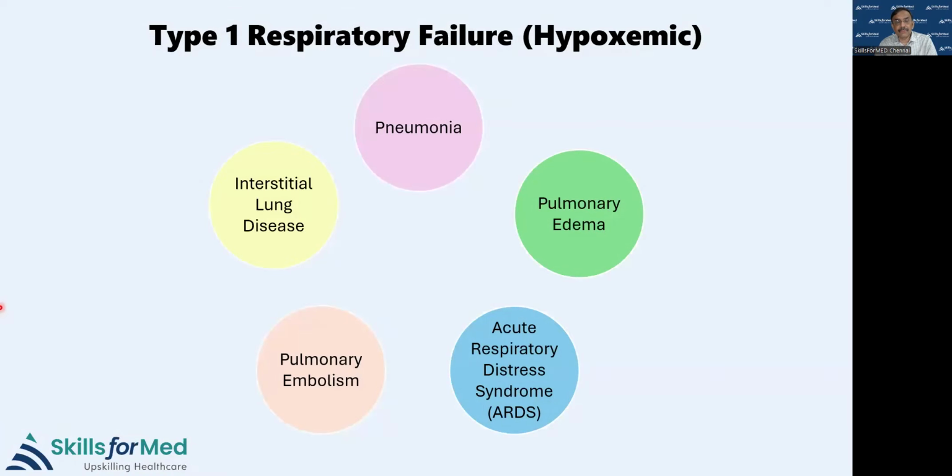Now, examples of type 1 respiratory failure that you will mostly see are acute pneumonia, pulmonary edema, ARDS, pulmonary embolism. But there are also certain conditions like interstitial lung disease which are classified under type 1 respiratory failure, because here the alveolar membrane becomes thick and therefore there is not enough transfer of oxygen. So it is basically ventilation perfusion mismatch which causes type 1 respiratory failure.